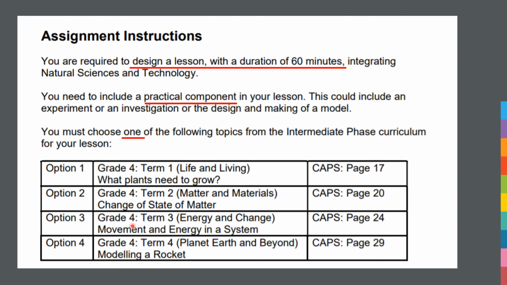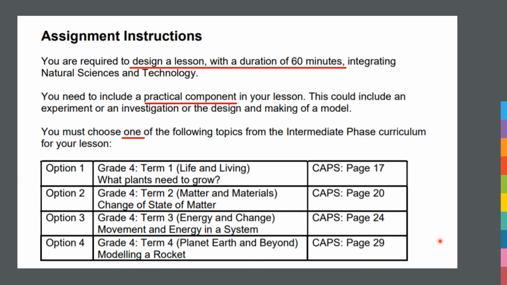Option 3, grade 4, term 3, energy and change. Here we're looking at movement and energy in a system. Your CAPS page number is 24. And option 4 is grade 4, term 4, planet Earth and beyond, modeling a rocket. And your CAPS reference here is page 29.